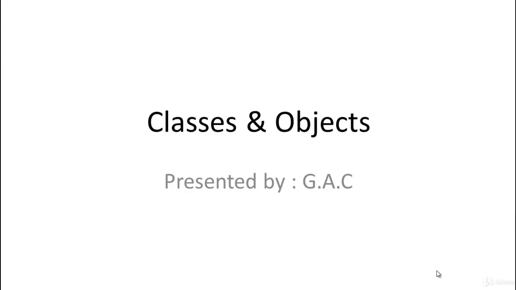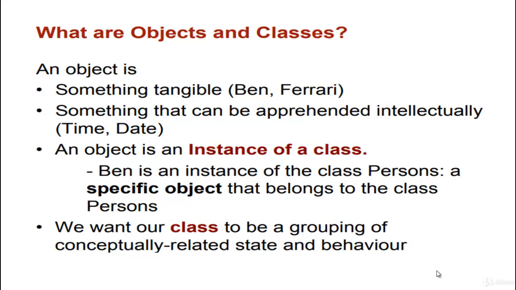So in this session we'll see the concepts such as classes and objects, which is very important in object oriented programming. What are objects and classes? An object is something tangible or something that can be apprehended intellectually, such as time, date.